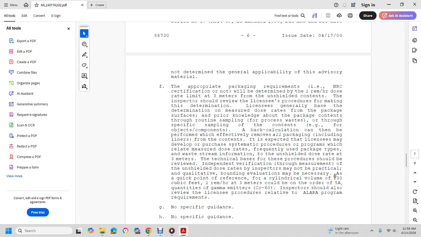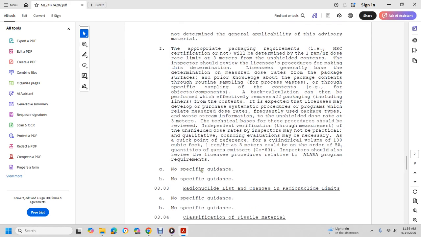A quick point of reference: the cylinder volume of 130 cubic feet, 1 REM per hour at 3 meters, could be on the order of 5 A2 quantity with the gamma emitters of cobalt-60. The inspector should also review the license with the proceed with the relative of the ALARA program.